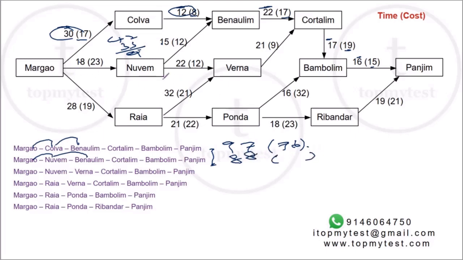How much cost is saved or changed? This increases by 6, this increases by 4. So total increase is 10. 76 plus 10 will be 86.